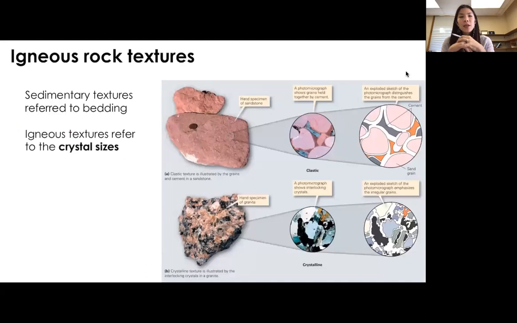All right, so we talked about rock textures yesterday with sedimentary rocks, and there we were talking about the size of the grains that made up sedimentary rocks, and we were talking about bedding. With igneous rock textures, we're going to be talking mostly about the crystal size. And just to really emphasize that difference between igneous and sedimentary rocks, both of them are made up of smaller pieces. In terms of sedimentary rocks, they're made up of other smaller pieces of other rocks. And in igneous rocks, they're made up of minerals.